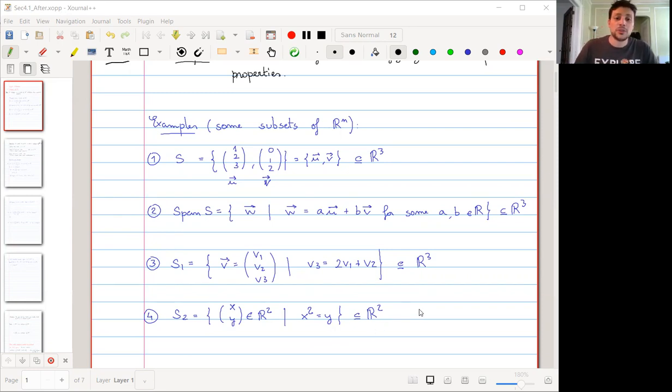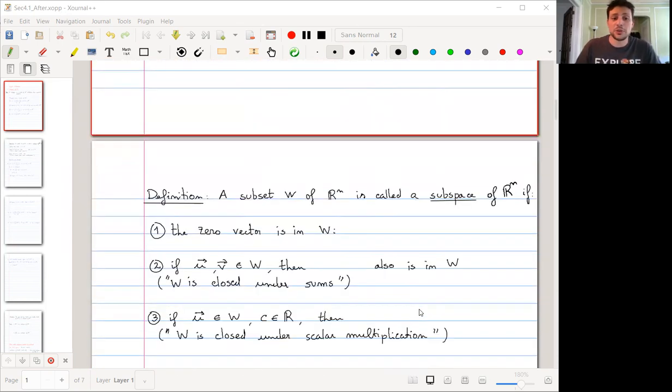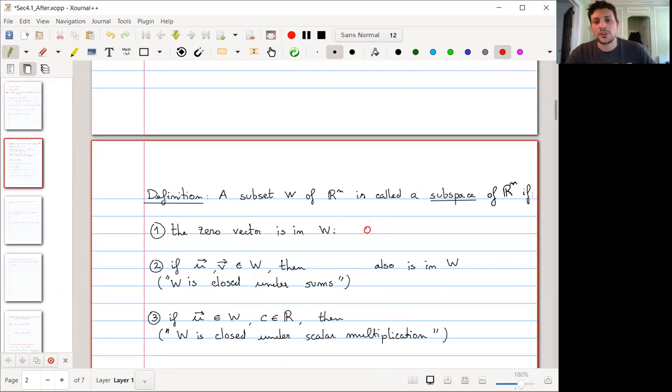Okay, we'll now determine whether these are subspaces or not, but before doing that, I need to tell you what a subspace is. And a subspace is characterized by having 3 properties. We say that a subset W of Rn is a subspace of Rn if these 3 following conditions are satisfied. First of all, the 0 vector must belong to our subset. So 0 must belong to W.